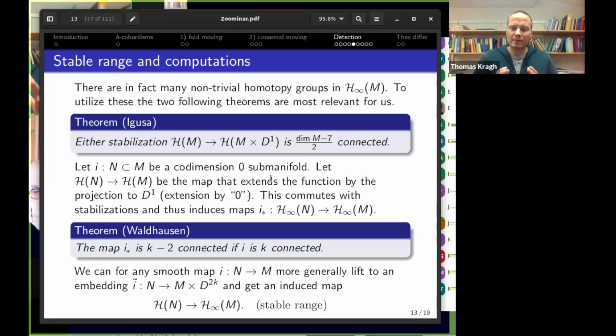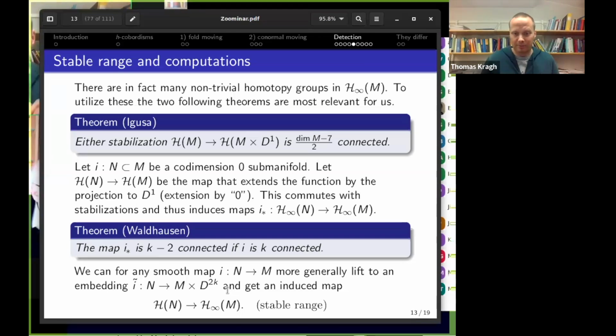So if I take any smooth map from some smooth manifold N to a smooth manifold M, then I can just cross with D^{2K} on M for large enough K and lift it to an embedding. Once I have an embedding, and now I just wrote "get an induced map", maybe I should have written a little more. So the way you think of this is that N now has a tubular neighborhood inside this embedding. And you can extend the function by doing one of these positive stabilizations, adding quadratic terms in that new direction, and then bumping off and extending by 0. So it's some sort of combination of stabilizing and extending by 0.